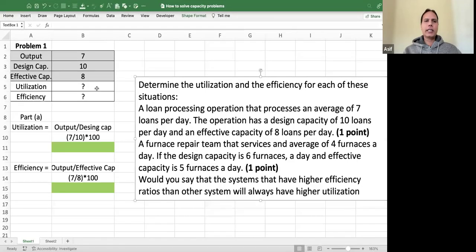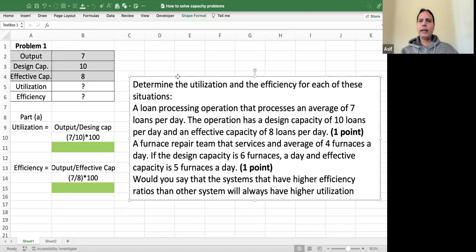In this video, I will explain how to solve capacity planning problems using Microsoft Excel. I'll be solving a few problems. So here is the first problem in the assignment. It says, determine the utilization and the efficiency for each of these situations.